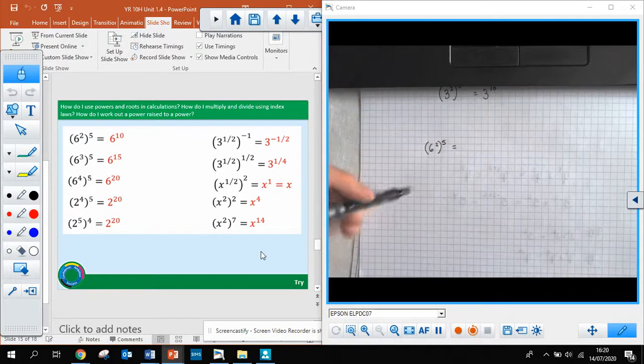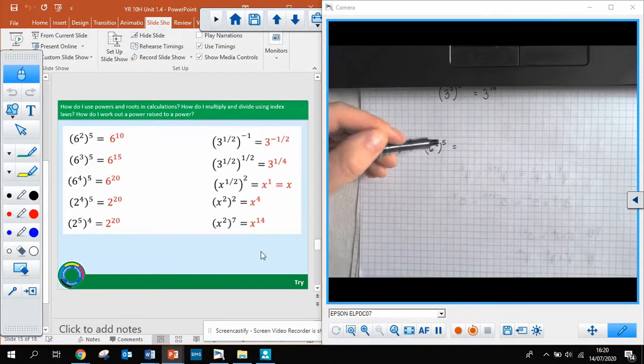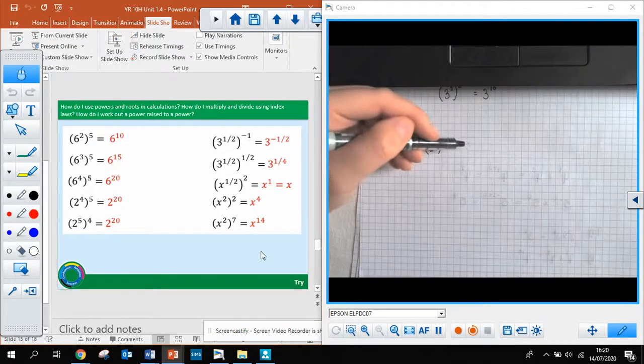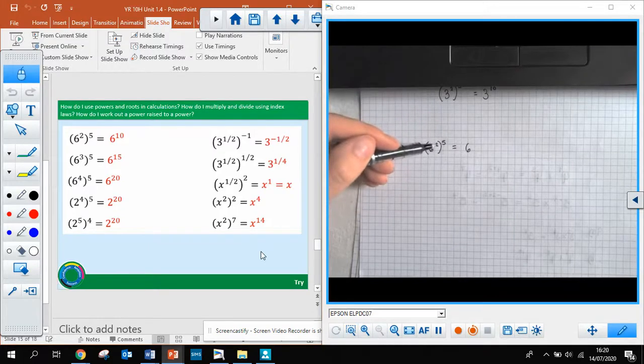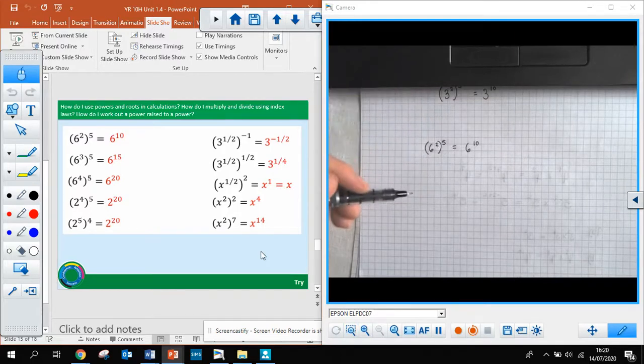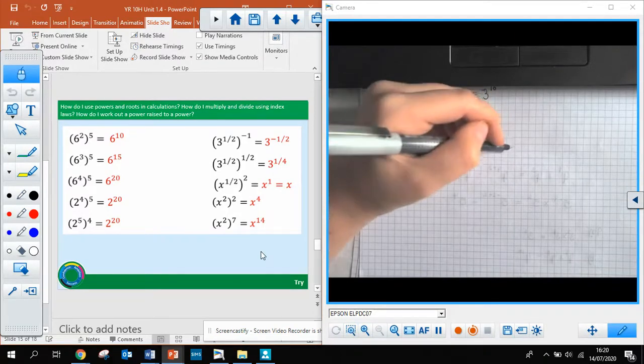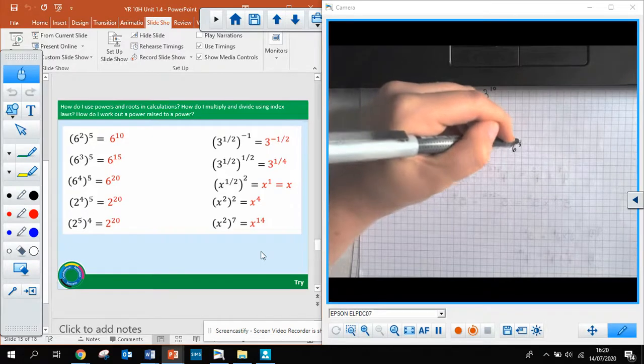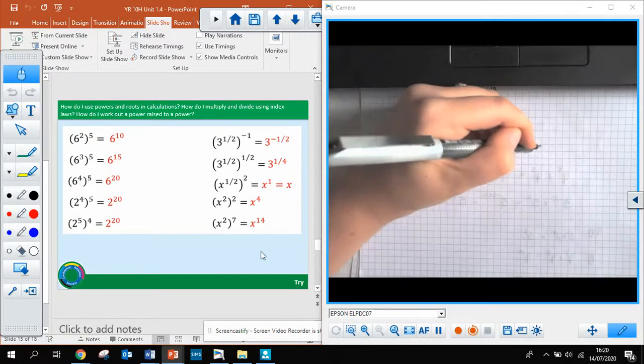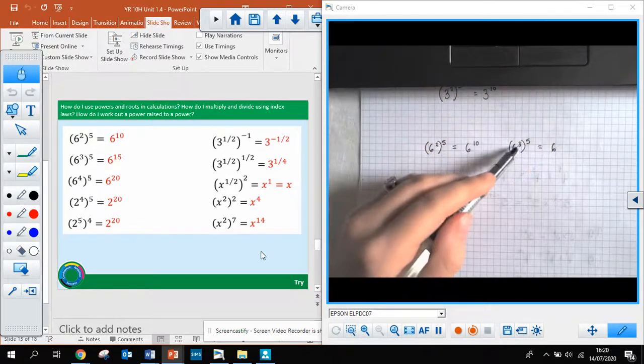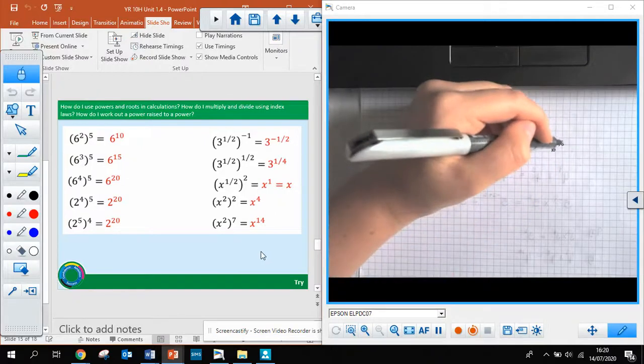Okay, I know my rule now. I need to multiply those two together. So my integer stays the same, and then I'm doing 2 multiplied by 5. 2 times 5 is 10. So my answer is 6 to the power of 10. Next, 6 cubed, all to the power of 5. The same thing. My integer stays the same. I'm just doing 3 times 5, which is 15.